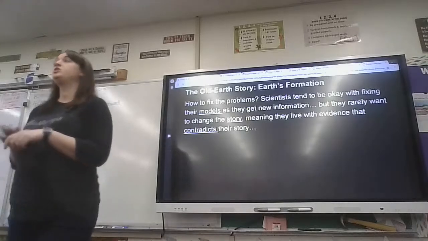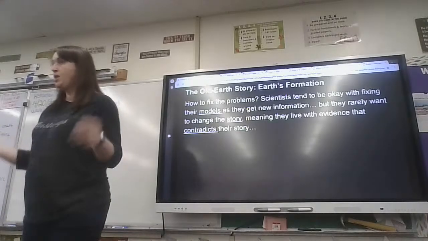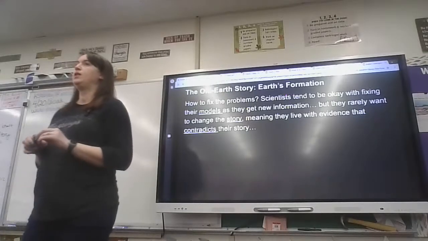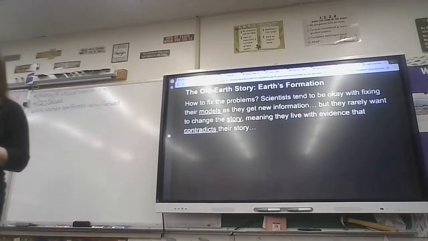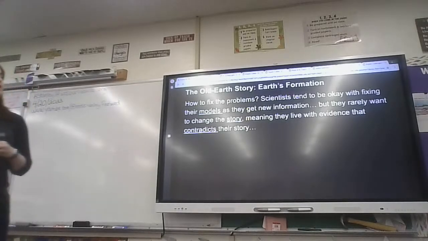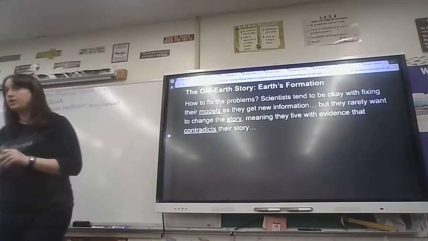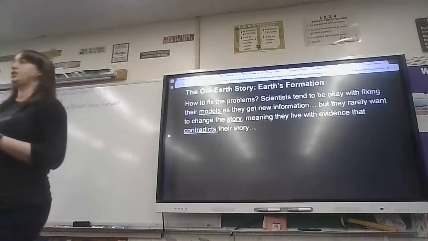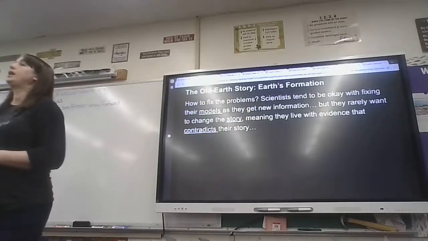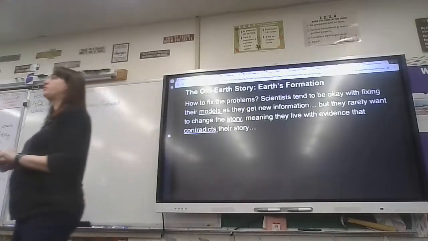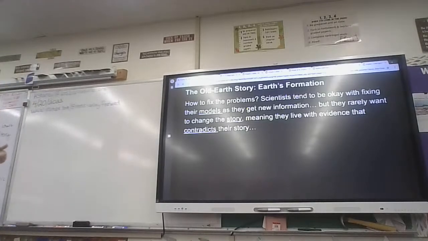Geologists tend to think the answer to everything is to add more time. But see, that goes against their model, and we'll talk about that some more tomorrow. Another thing they do is they just ignore it completely. If they do acknowledge it, they acknowledge it very, very quietly. So yes, they tend to be okay with fixing their models as they get new information, but the theory tends to not change, meaning they live with evidence that contradicts the story.